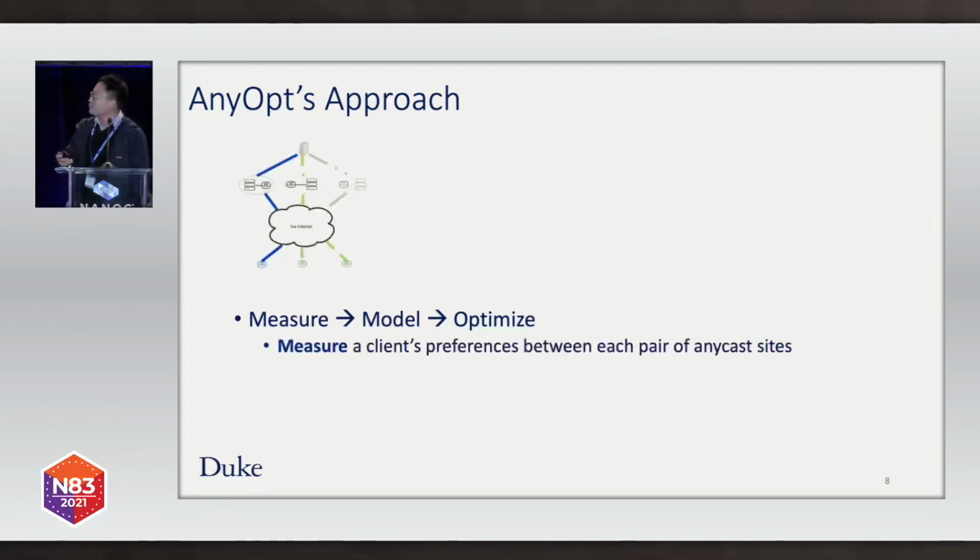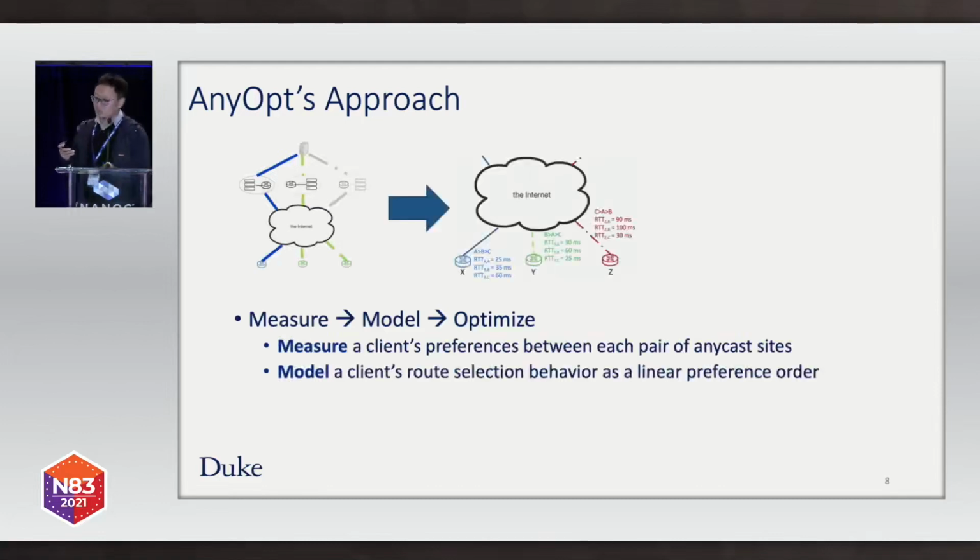So in the first step, we'll measure a client's preference order between each pair of Anycast sites. And based on this method, we will consolidate that information into a linear order among all available Anycast sites for each client. And we can also measure the round trip time from different clients to different Anycast sites in a similar way. And then we can model a client's route selection behavior as a linear preference order.